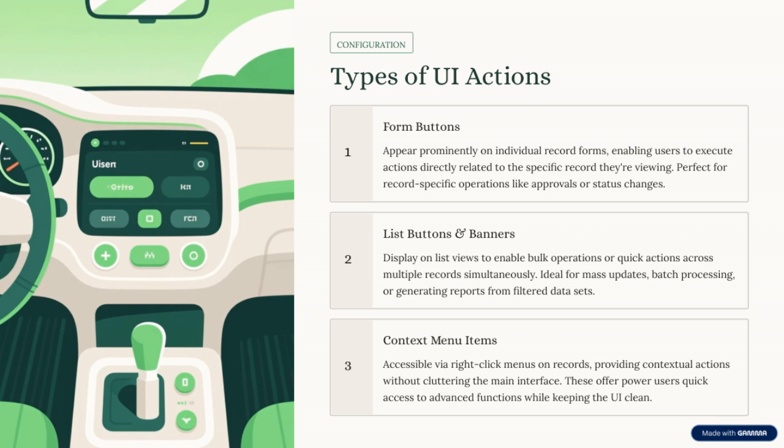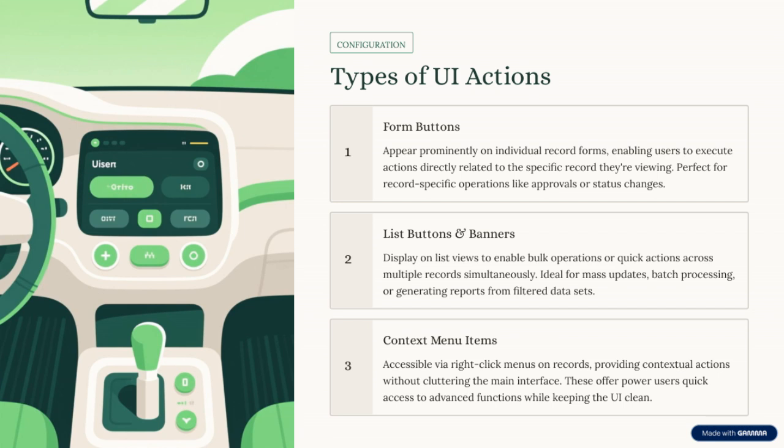Next, we have list buttons and banners. These appear prominently on list views, allowing users to perform bulk operations or quick actions across multiple records at once. Think of scenarios like updating several records simultaneously, batch processing, or generating reports from filtered data sets. These tools make those tasks much more efficient.